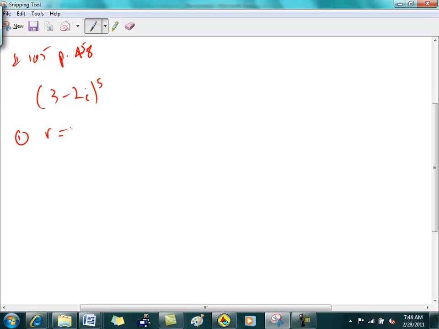Find the modulus. Root 13. Everybody with Nilay on that? Yes? Okay. Step 2: find theta. Why not? Well, you can graph it either before or after, right? Because you want to find out where the angle is.